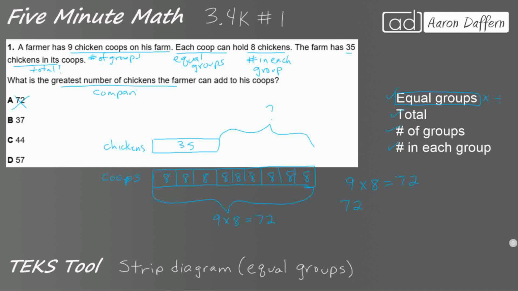This is why we have 2 different bars, because there's 2 different quantities: the number of chickens that can go in the coops and the number of current chickens. And we can do 72 minus 35. And so that is going to get us 37. Or we can just do 9 times 8 minus 35. In one step, that would also get us that same answer of 37.